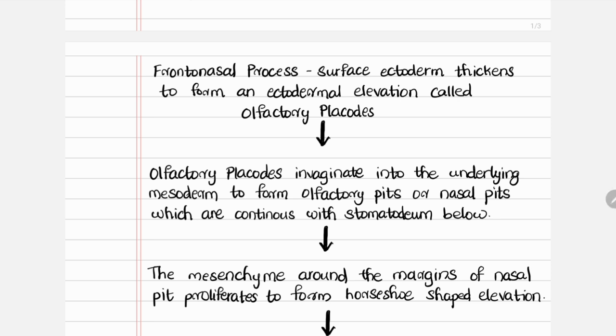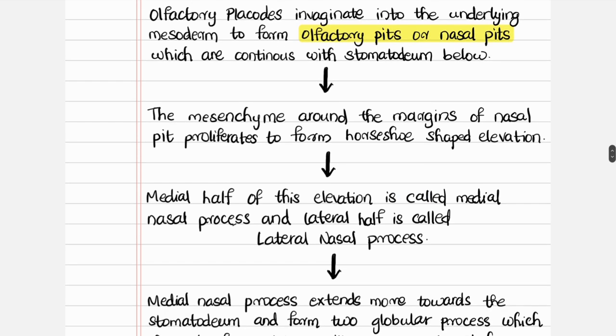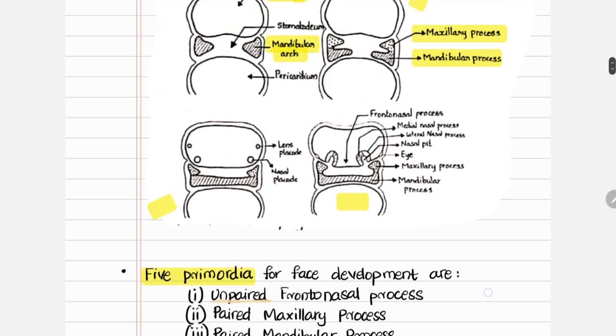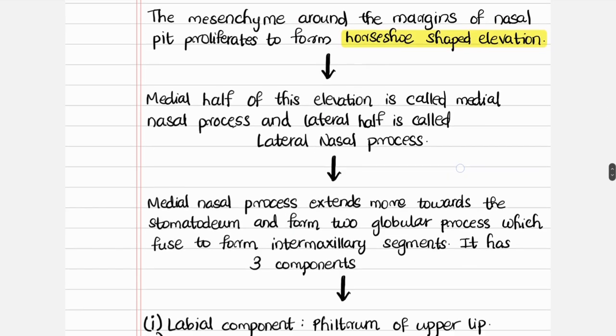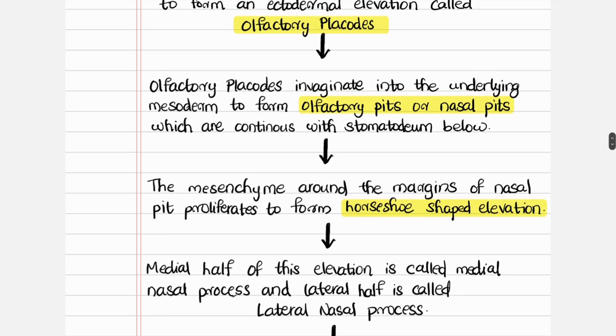First we write from the frontonasal process: the surface ectoderm thickens to form an ectodermal elevation, which is called the olfactory placode. Then the olfactory placodes invaginate into the underlying mesoderm to form olfactory pits or nasal pits, which are continuous with the stomatodeum below. Then the mesenchyme around the margins of the nasal pit proliferates to form a horseshoe shaped elevation. You can see it in this diagram. So first was the olfactory placodes, then olfactory pits or nasal pits, then the horseshoe shaped elevation.